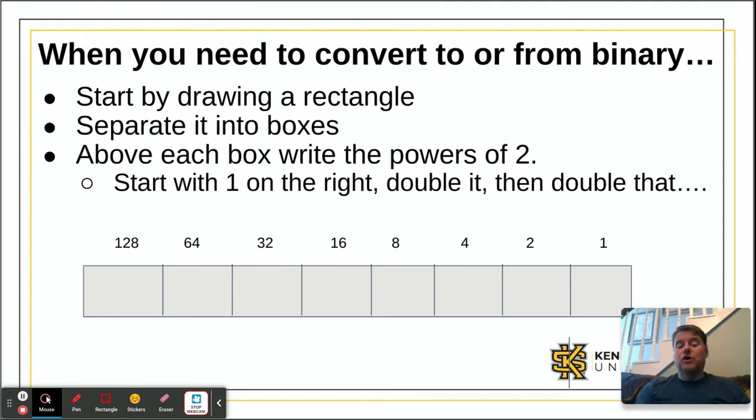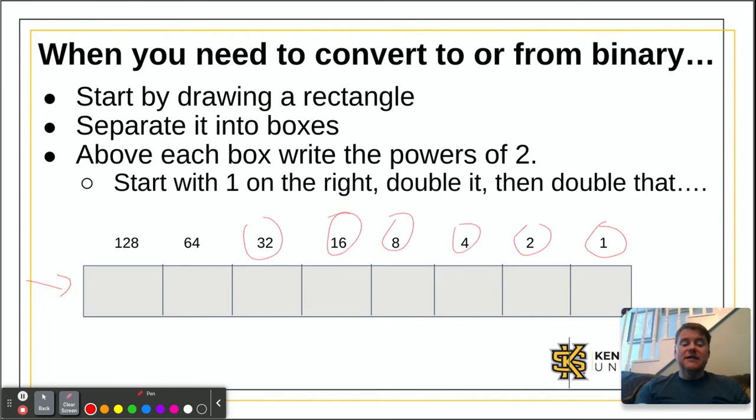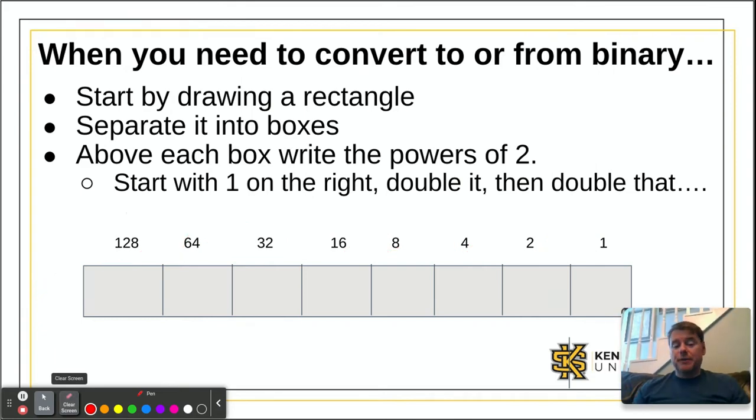I want you to draw a box that looks like this box. And on the left side, I want you to label the first cell 1, the next cell 2, then 4, then 8, then 16, and keep going as far as you think you might need to go in order to do your conversion. All right, so this is step 1 before they even tell you what number it is that they want you to convert. Start by drawing the box and put the numbers up above it.